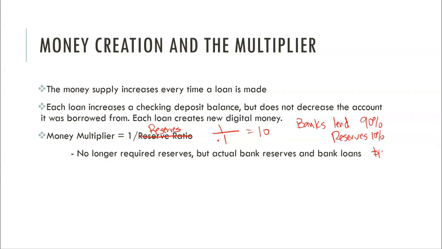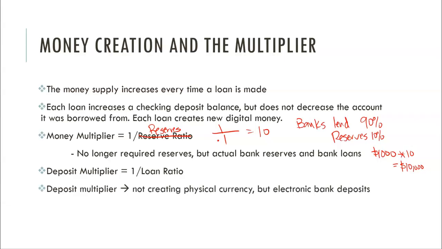So if we start out with a $1,000 checking deposit, 90% of that gets lent out, then 90% of that gets lent out, and so on and so forth. Eventually, this will create $10,000 in the money supply. Right? Okay, so we could call this a deposit multiplier, right? 1 divided by the loan ratio, that amount that's being lent out. So we're not creating physical currency, we're creating electronic bank deposits.